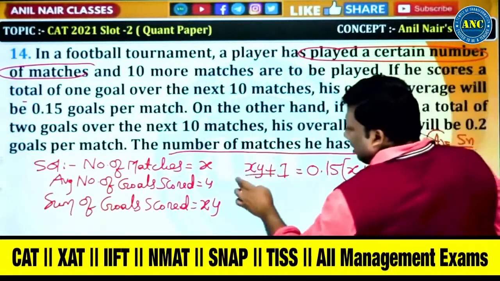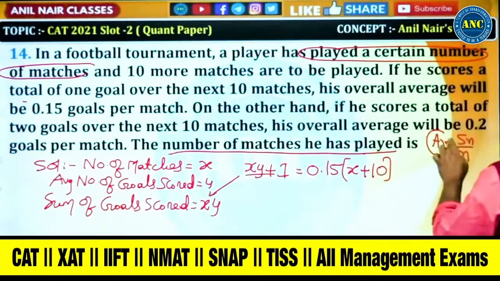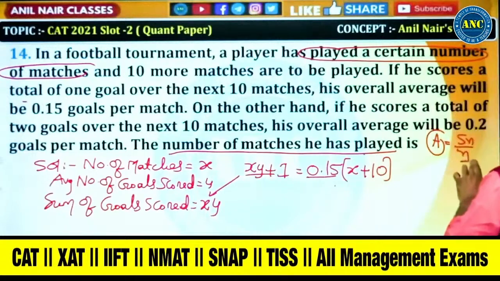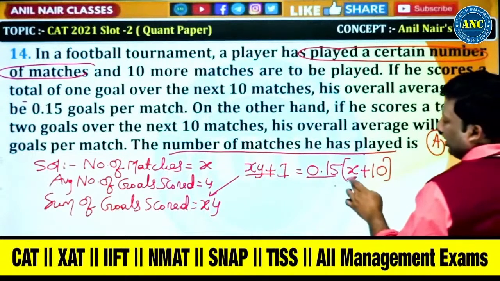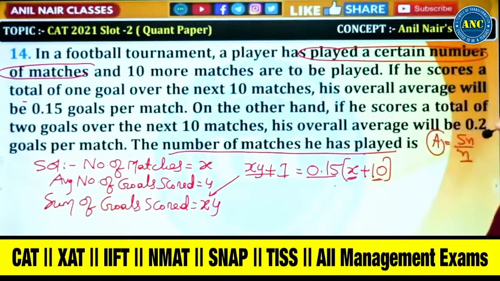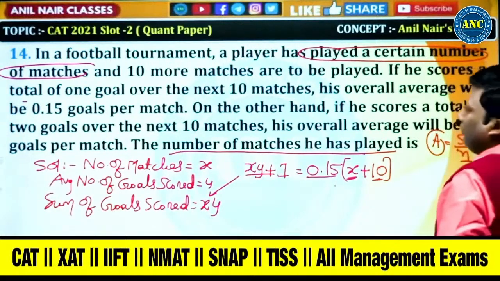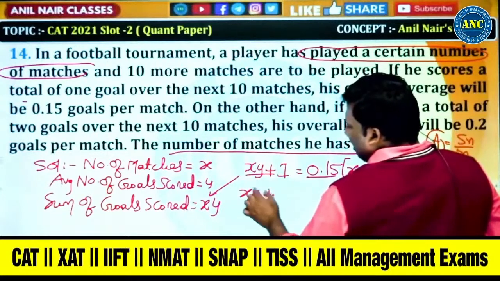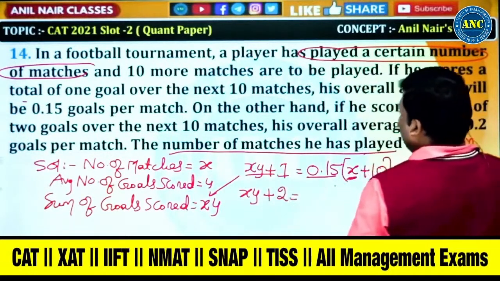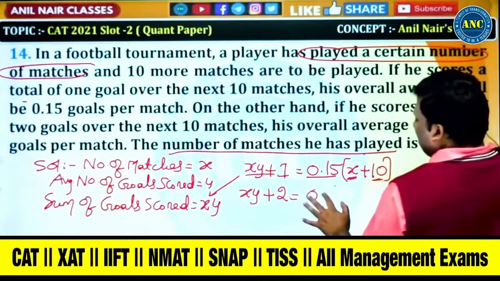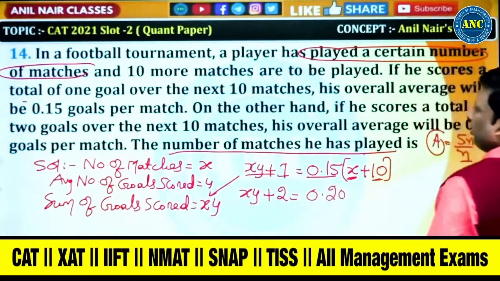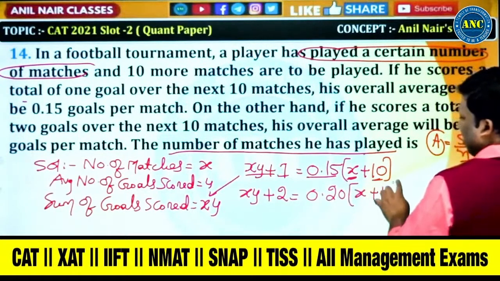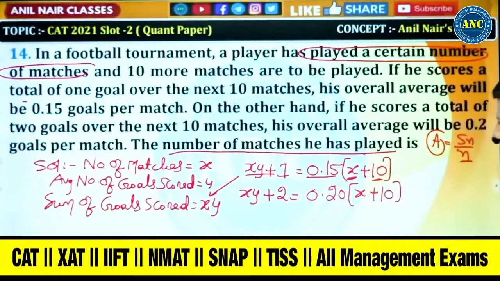This is nothing but the sum of the quantities. Sum of the quantities is average into N. Average becomes 0.15, times the number of matches played. Already X, now he is playing 10 more matches. Now, on the other hand, if he scores 2 goals over the next 10 matches, instead of 1, he is scoring 2. If he scores 2, the average will become 0.20 into how many matches he is playing? 10 more matches. We require X.